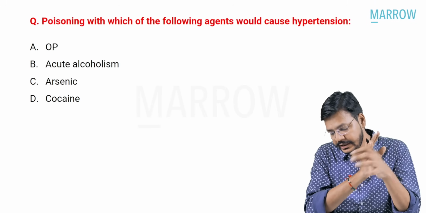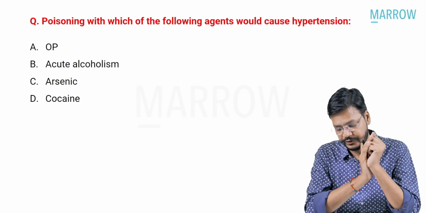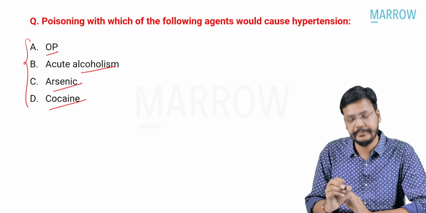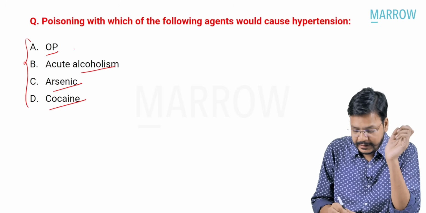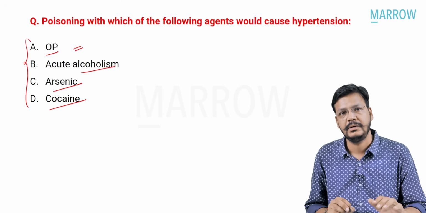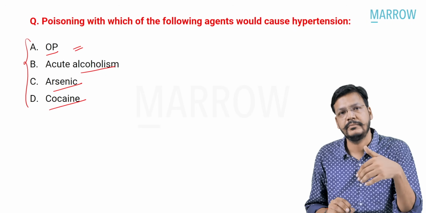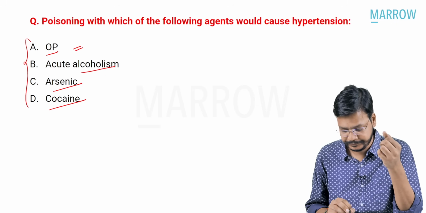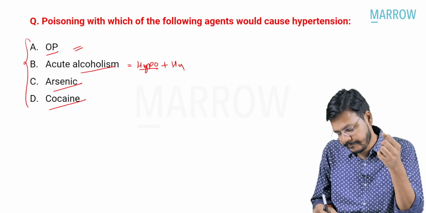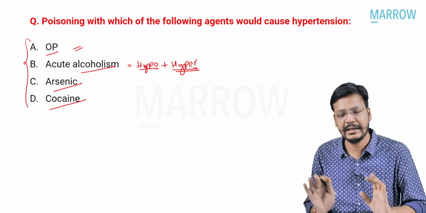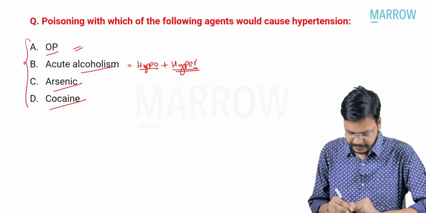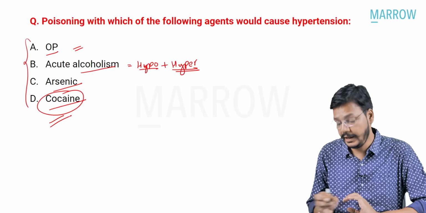The next question: poisoning with which of the following agents would cause hypertension? The four options are organophosphate, acute alcoholism, arsenic, cocaine. Organophosphate, everyone knows, has muscarinic and nicotinic effects; it never causes hypertension. It causes bradycardia, increased secretions, constriction of the pupil. Acute alcoholism can cause hypotension as well as hypertension in the later stages, so it's not the right answer. Arsenic, as I told you, causes ischemia. It doesn't cause hypertension. But cocaine causes hypertension.